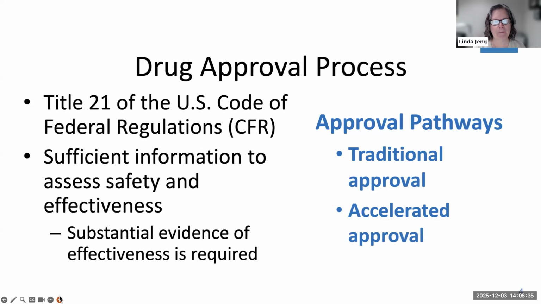Next slide. The drug approval process is outlined in Title 21 of the U.S. Code of Federal Regulations, known as the CFRs. And there are two different approval pathways. One is the traditional approval pathway, and the other is the accelerated approval pathway. Both of these require sufficient information to assess safety and effectiveness of the drug product, and specifically substantial evidence of effectiveness is required in both of those pathways.